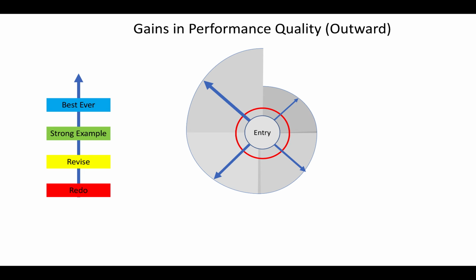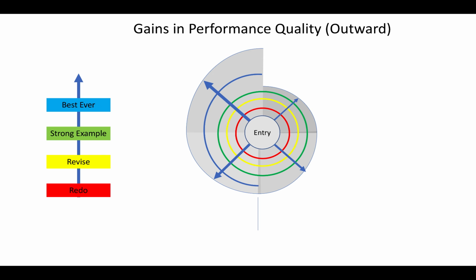Your first project might have so many problems with it, it's better to just start over. Or there might be 1 or 2 problems, which if you fix them, it would then become that strong example. At the highest level, we have the best ever. But you may notice that that's only available in half of the spiral.